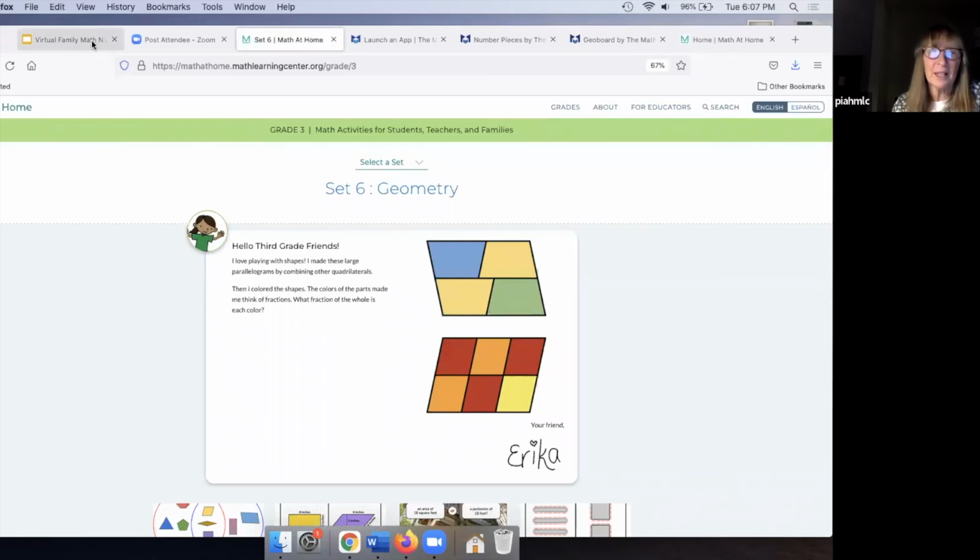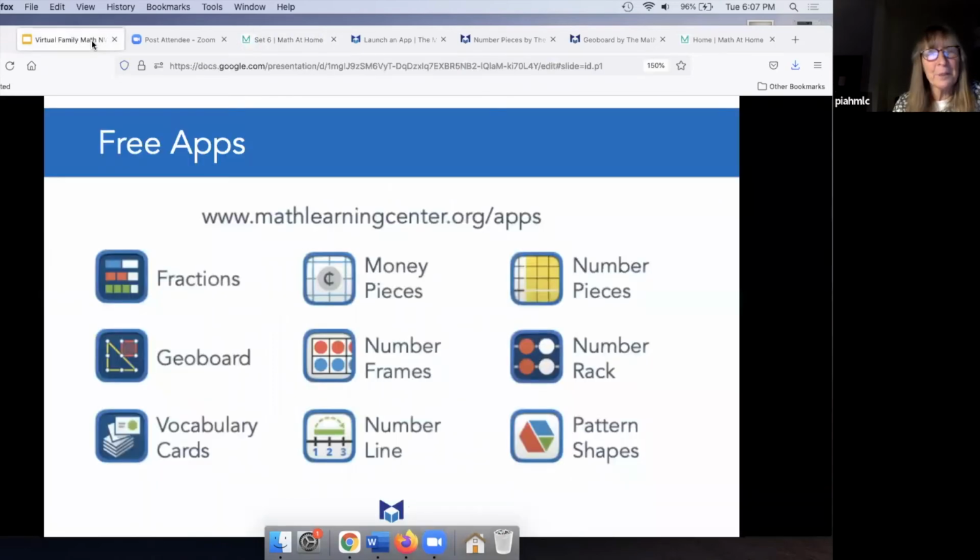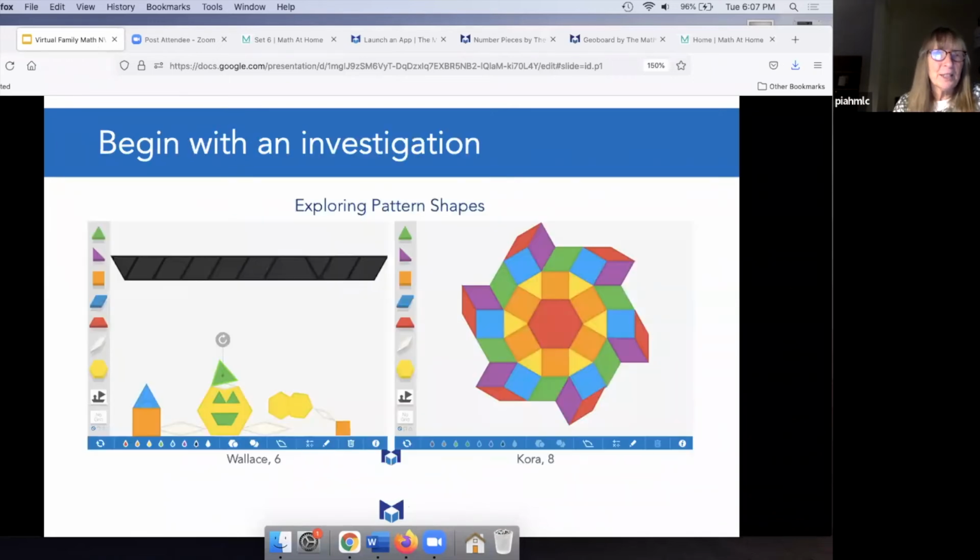And I love that, because often what happens is there's a disconnect between the resources that families have access to and the resources we have access to. So lots of great opportunities. And I want to just show a few examples.